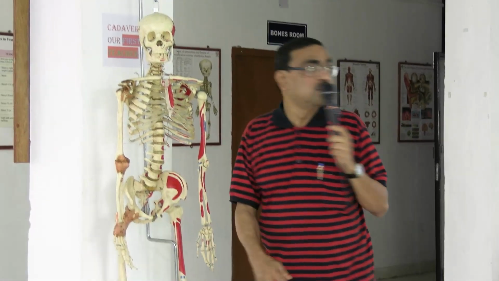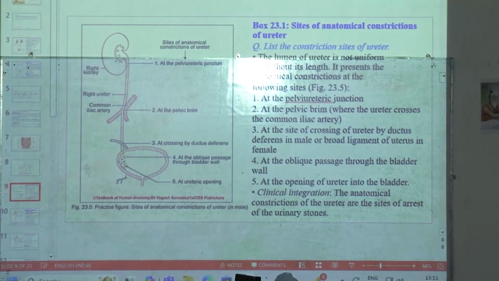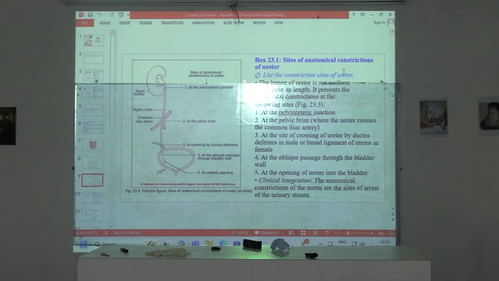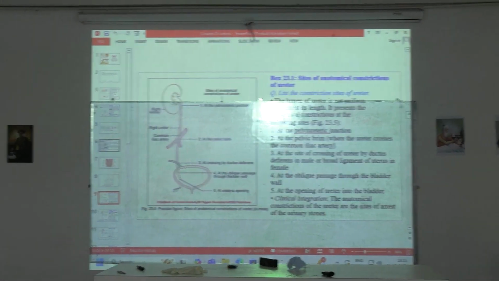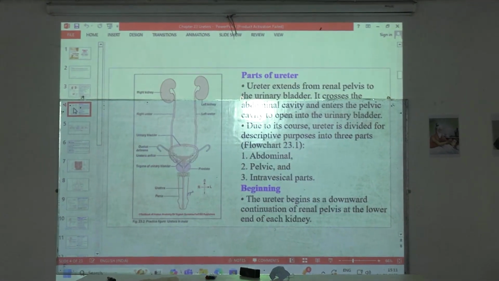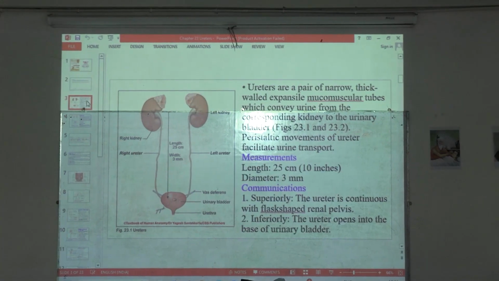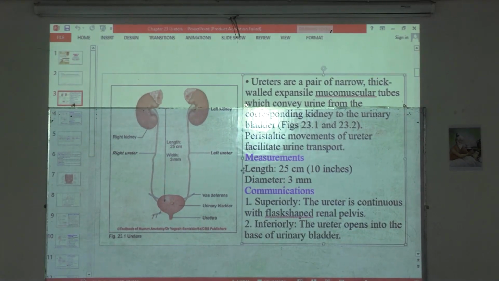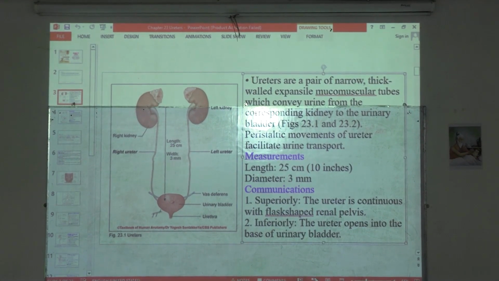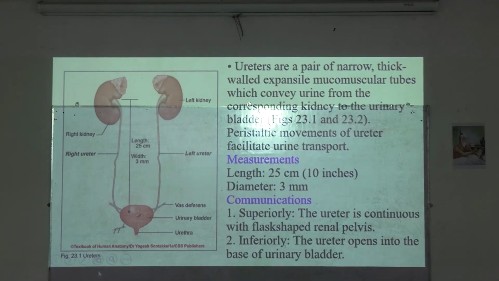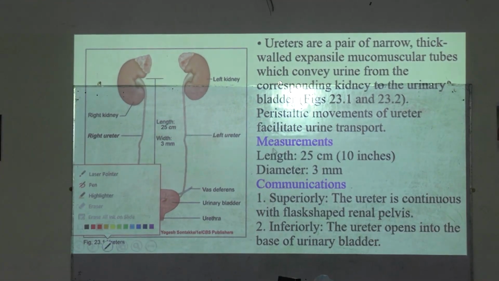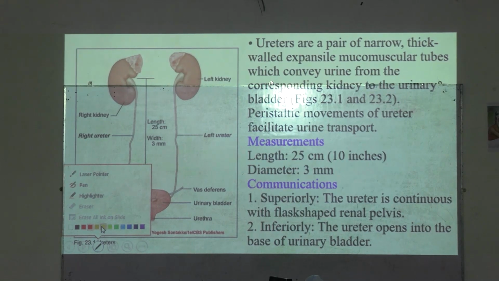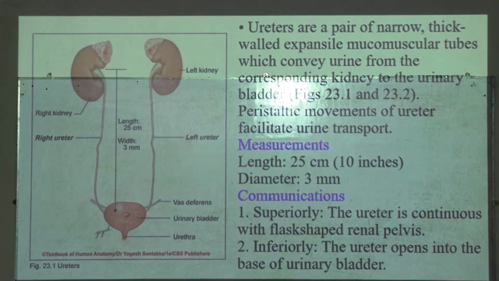So what is the length of the ureter? The ureter is around 26 centimeters, which starts from the pelvis of the ureter and ultimately ends at the superolateral angle of the urinary bladder.